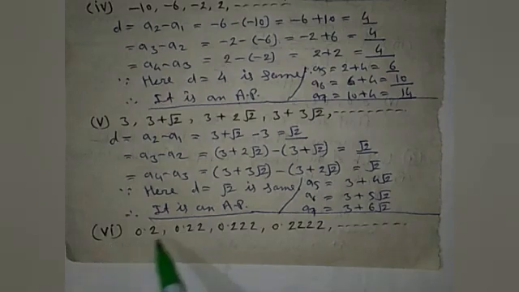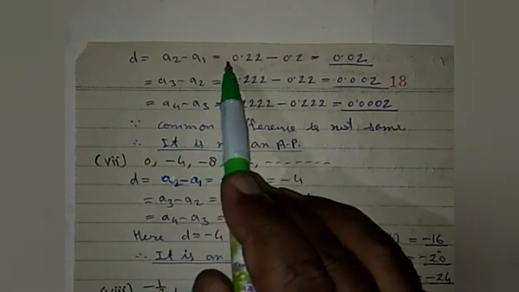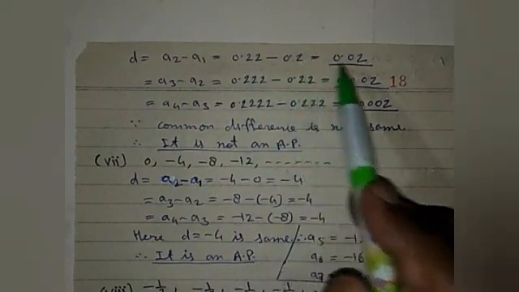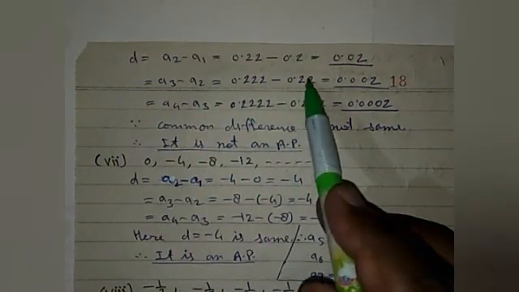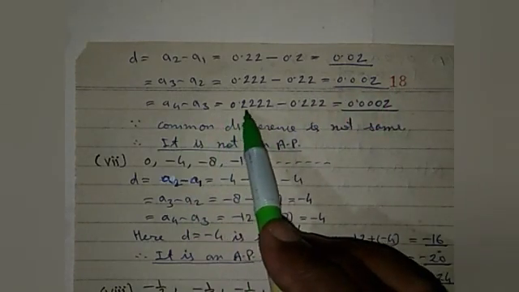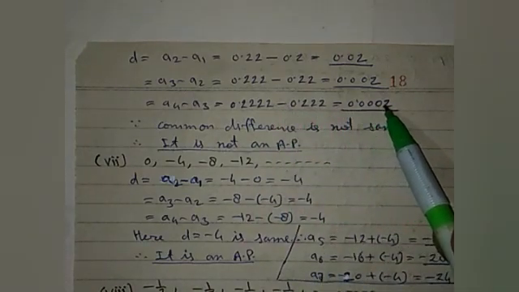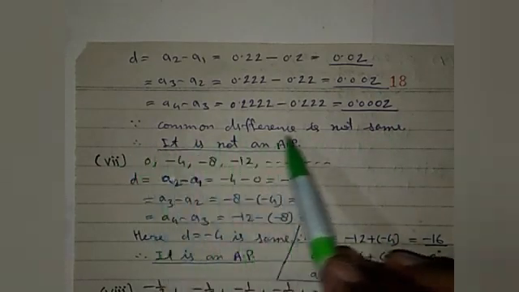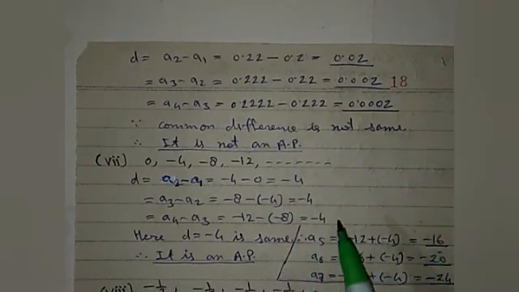In the sixth question, the series is given as 0.2, 0.22, 0.222, 0.2222 and so on. Here D equal to A2 minus A1, that is equal to 0.22 minus 0.2. It will be equal to 0.02. Then A3 minus A2 is equal to 0.222 minus 0.22, that is equal to 0.002. Then A4 minus A3, 0.2222 minus 0.222, is equal to 0.0002. So here the common difference is not the same, so it is not an AP. Hence here you do not have to find the next 4 terms.